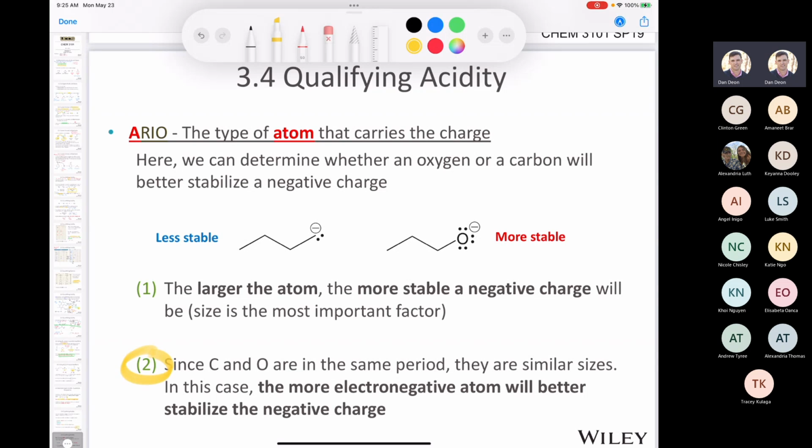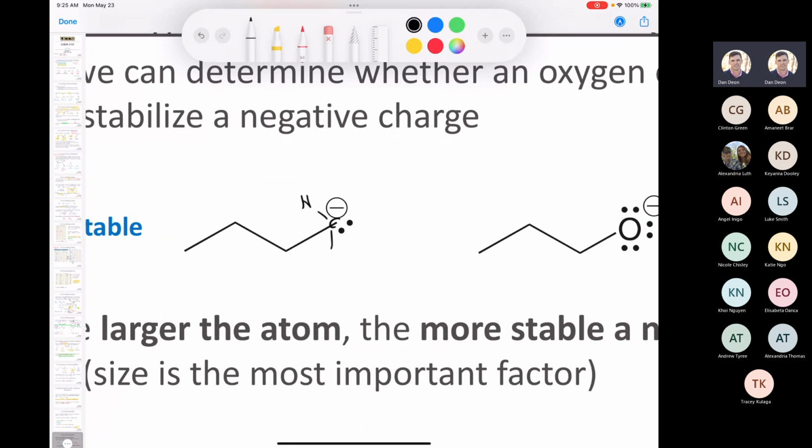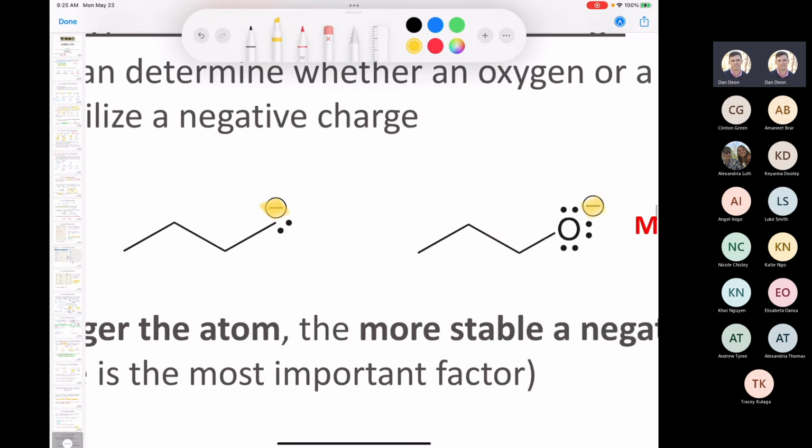Let's just start at the second bullet point here. Here you have a negative charge on a carbon atom. This is a bond line structure. There's a carbon atom, and there's also two hydrogens that aren't shown, but we know they're there, and we have our negative charge on a carbon. Whereas over here, we have a negative charge on an oxygen.